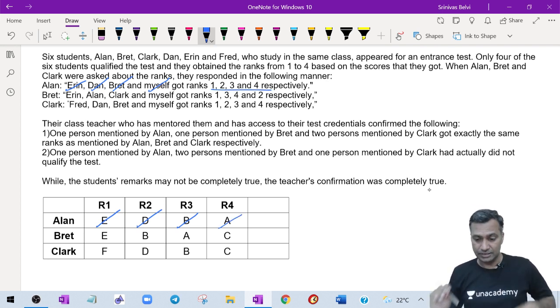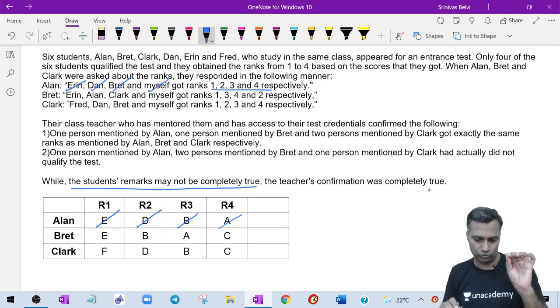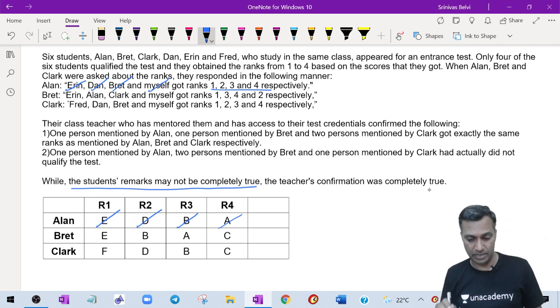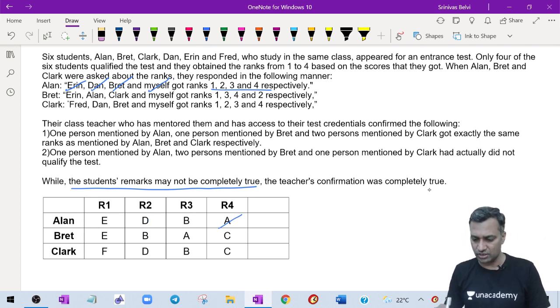Just because I mentioned it need not be true, because it's clearly mentioned the students' remarks may not be completely true, which means some of them may be true, some of them may be false. This is what the students are trying to tell us. Maybe they are trying to mislead us as well. Same way, I marked what Brett also tried to say.